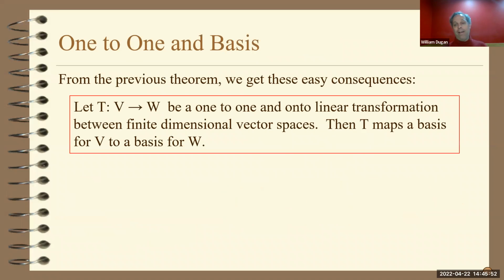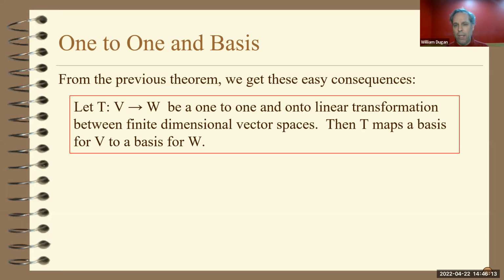Now that we have that, it gives you a direct, easy consequence: if you have a linear transformation that is 1 to 1 and onto between two finite dimensional vector spaces, then T maps a basis of V to a basis of W. That they're finite dimensional actually does make a difference this time.